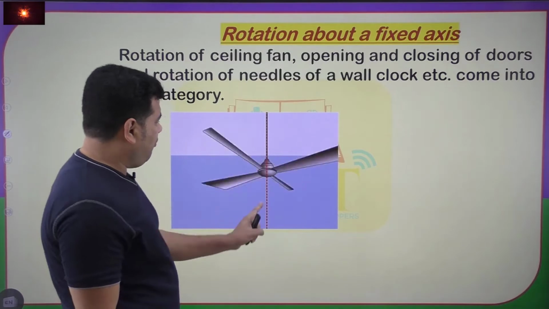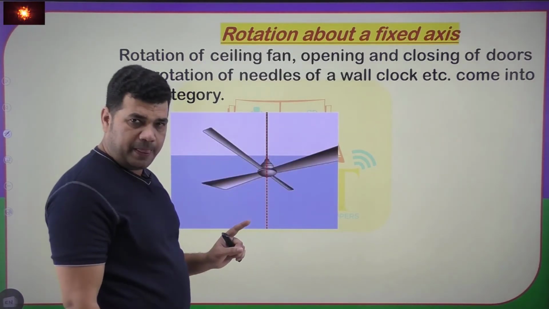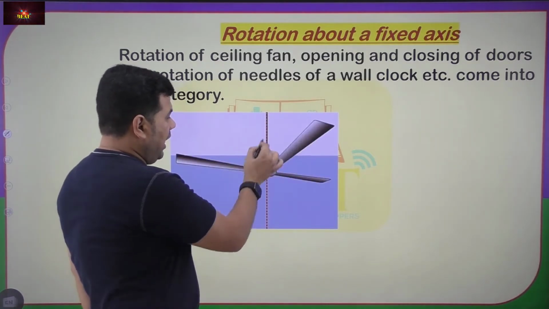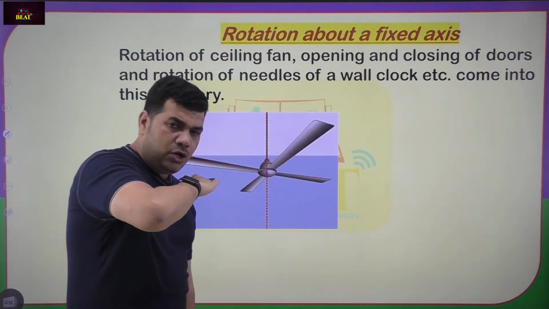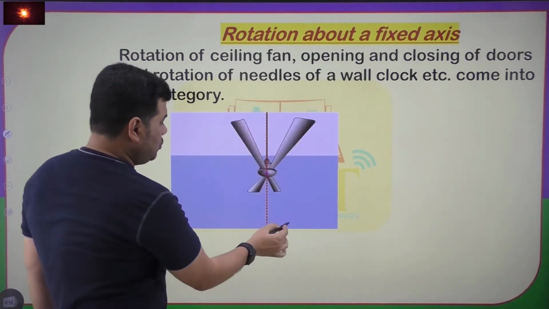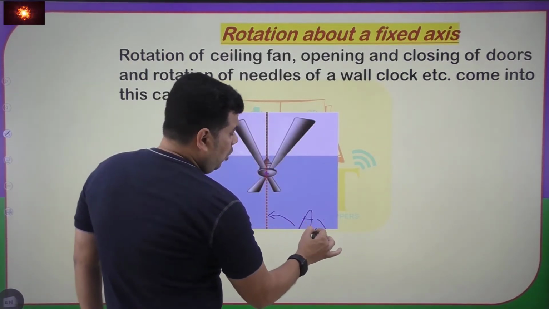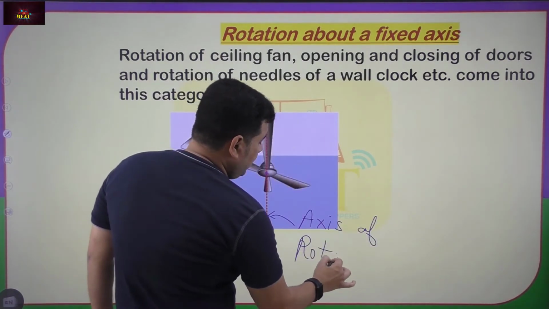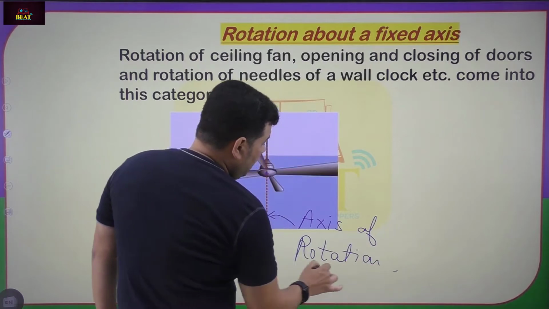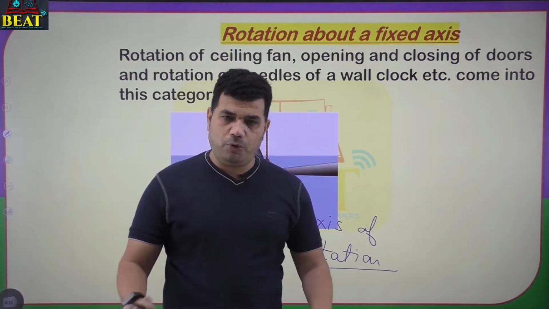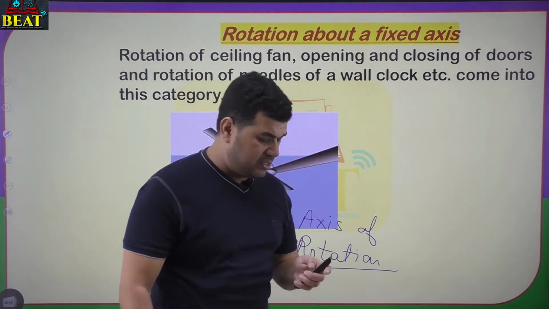Here you can say the fan is moving like this. So a line passing through the center of the fan and perpendicular to the plane of the wings, right? Perpendicular to the plane of the wings. This is known as the axis of rotation, right? And this is a fixed axis of rotation. I hope all of you understood what the fixed axis is.